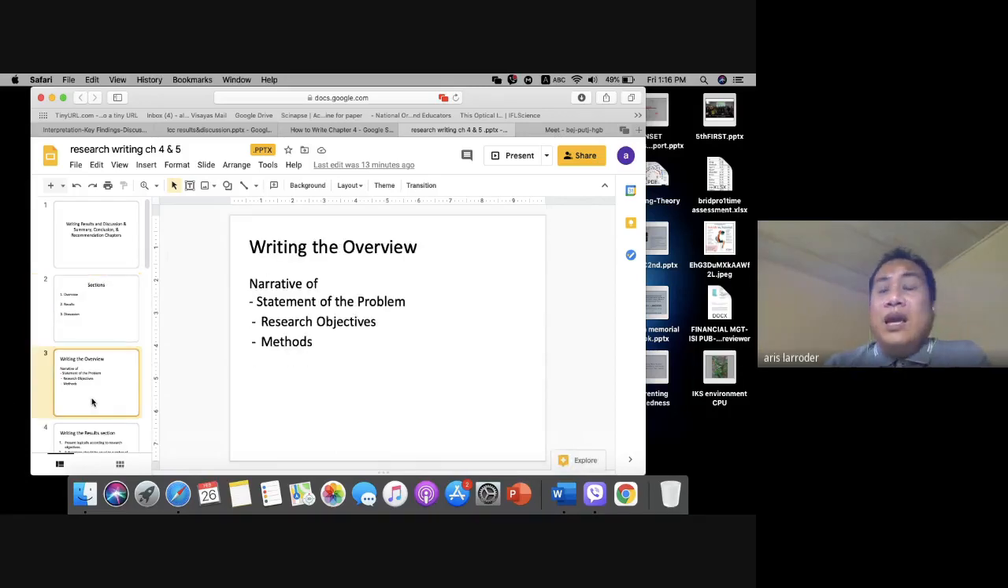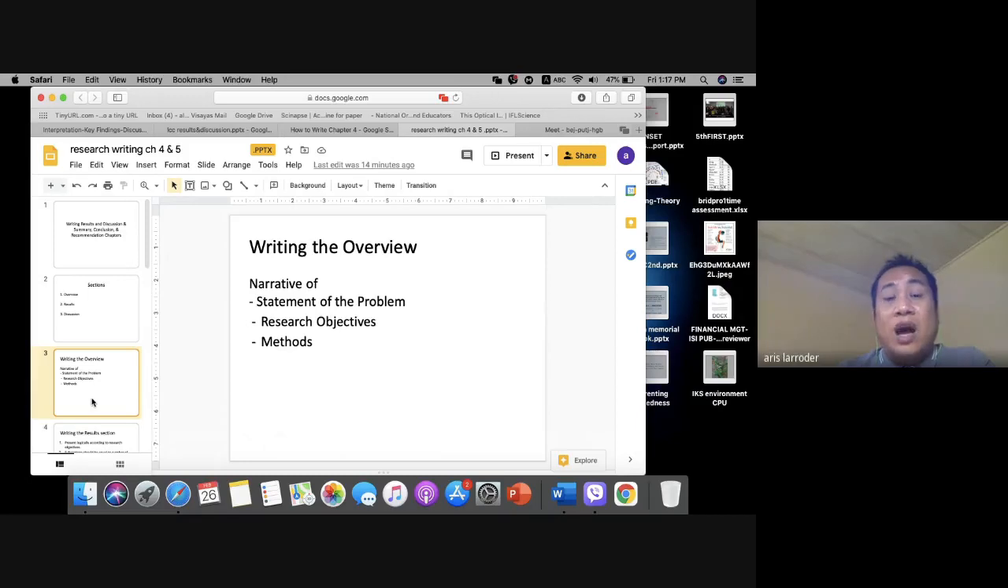Now, in writing the overview, you have to tell the reader again the statement of the problem, the research objectives, and methods. This is just a summary, as brief as you can, so that your readers would be guided of the results to be presented. The statement of the problem is your research aim, whereas the research objectives are the answers to the statement of the problem or the research aim.